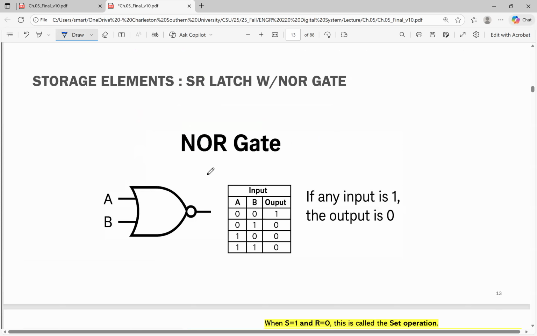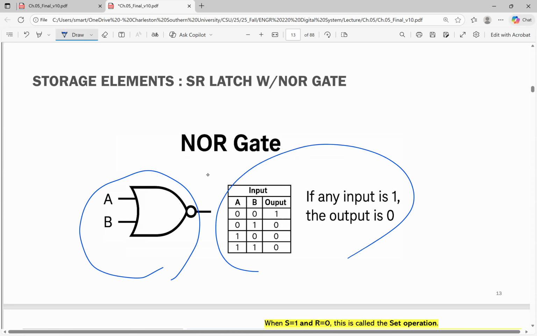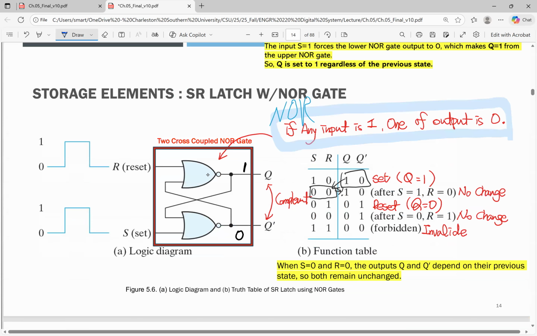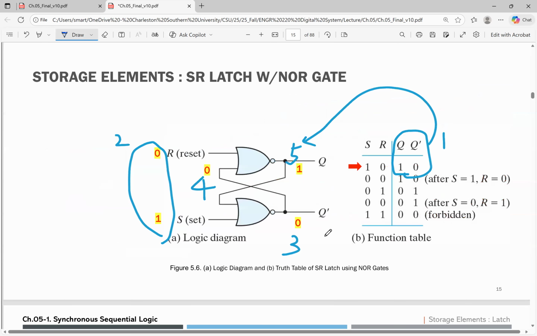All right, so that is the storage element with a NOR gate. If we want to learn about the SR latch with a NOR gate, if the input is one, the output goes to zero. We learned before, it's going to be faster. So the SR latch with a NOR gate has reset and set. Some students asked me, Professor, can I change the order here? Yes, you can change it, but the output is the same.